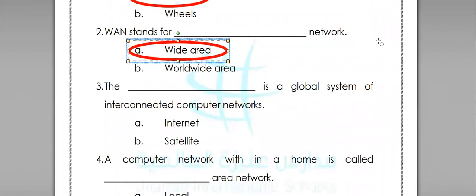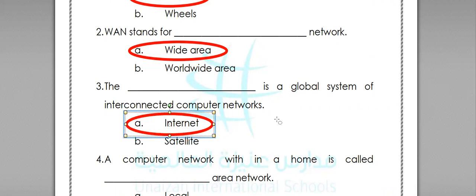Now, point number 3. The dash is a global system of interconnected computer networks. The internet or the satellite. The right answer is the internet. The basic definition of internet is the network of the networks.